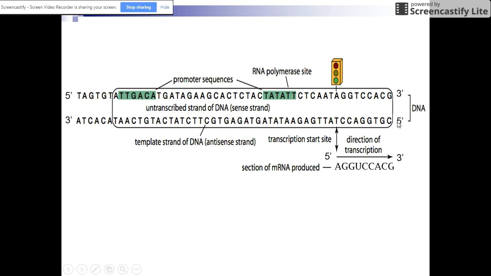Now, one of the reasons why this other strand, the sense strand, is also called the coding strand is if you look at it up here, it really matches up with what's being built with the mRNA. The only difference being there's a U instead of a T. So that's why this is called the coding strand.